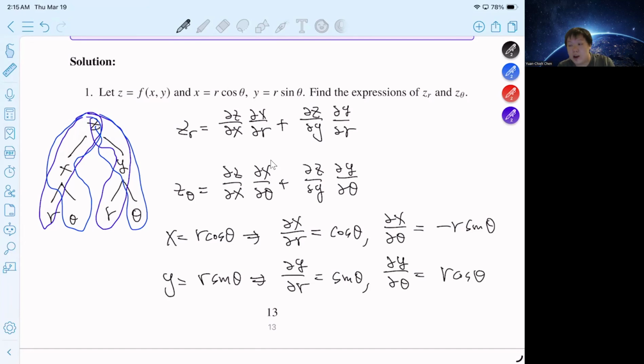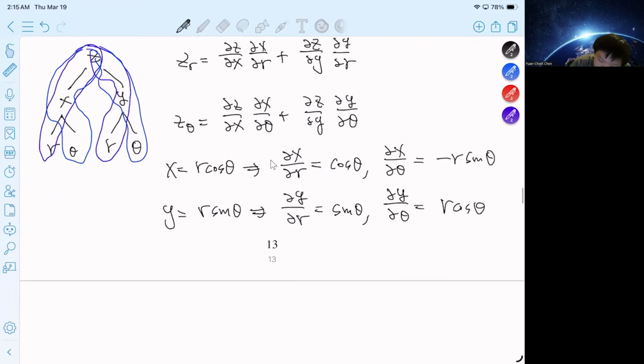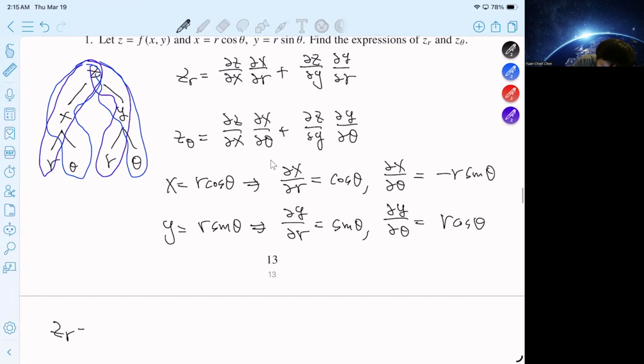With this, we can happily rewrite everything. So z_r will just be z_x times x_r, where x_r is cosine theta, plus z_y times y_r, where partial y partial r is sine theta.